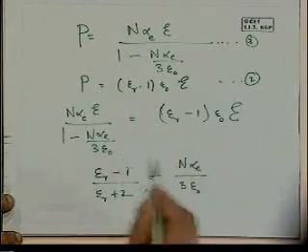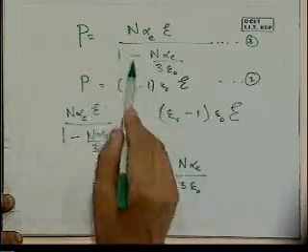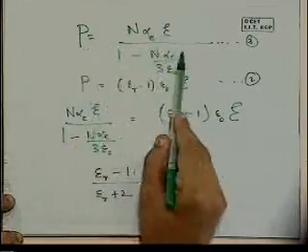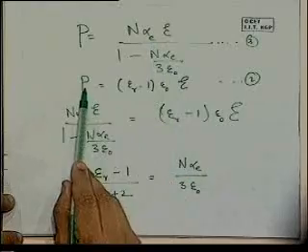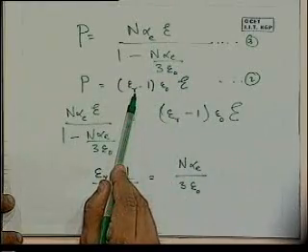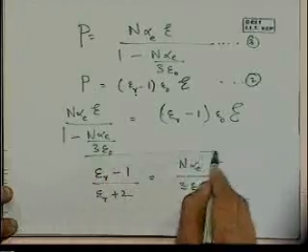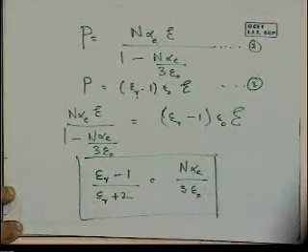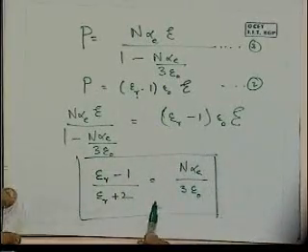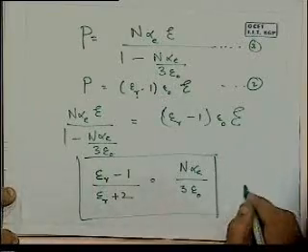This is the final expression obtained by equating these two steps: polarization in terms of the electronic polarizability, and polarization in terms of the relative permittivity. When we equate and rearrange it, this is the expression that is obtained. This is known as the Clausius-Mossotti equation.